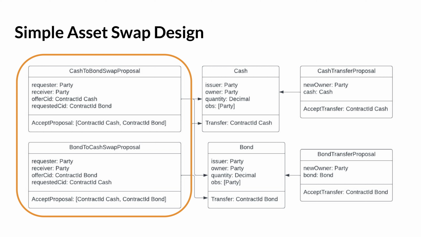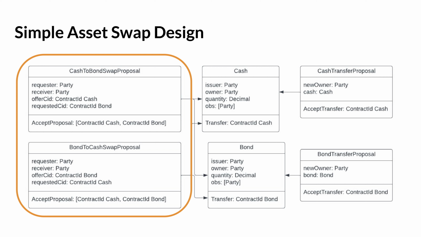There are 4 method signatures: set owner, set obs, set quantity, and transfer to. The interface provides only the signature. The templates must implement these methods. Finally, there are 3 choices: set observers, propose transfer, and transfer.